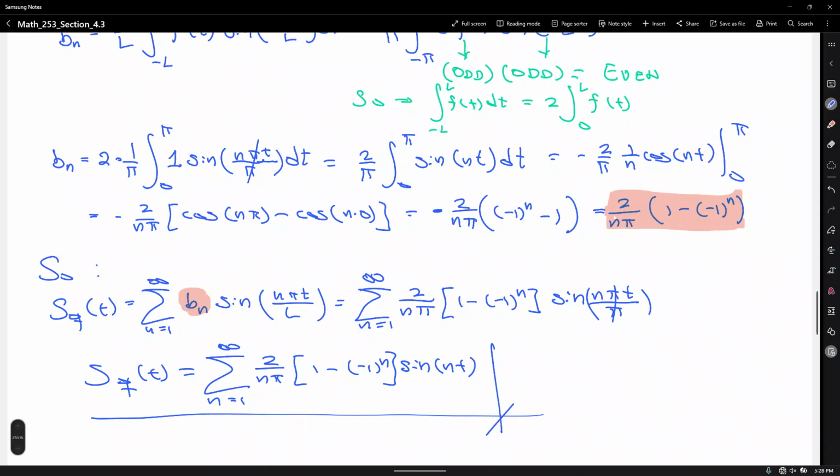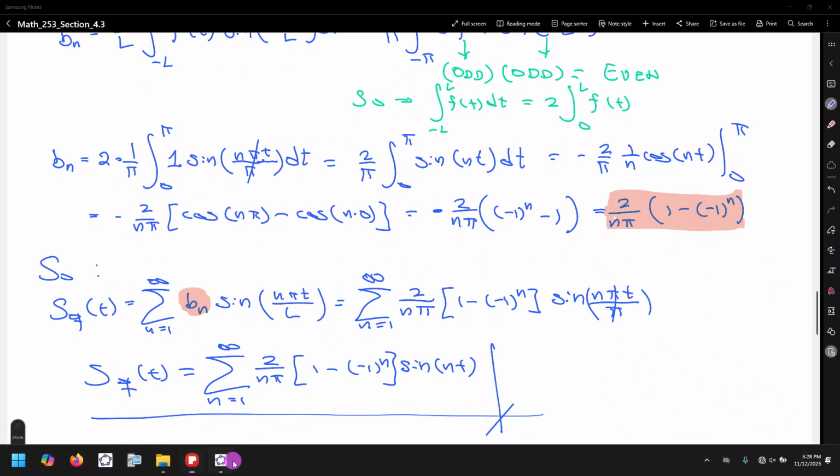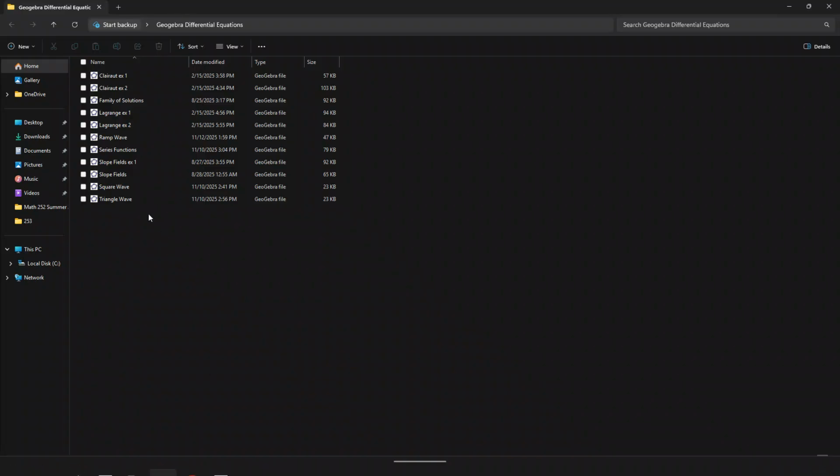And yes, you might wonder, okay, well, what's the visual of this? Yeah, that's what you guys are going to like about this. Okay, I already opened GeoGebra here. Let me open the file. So where is it? Square wave. Okay.